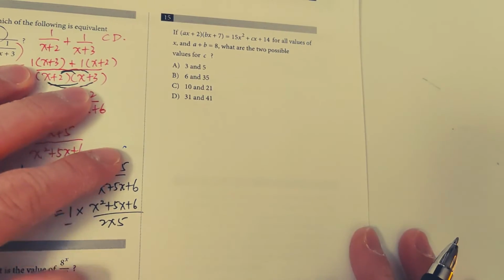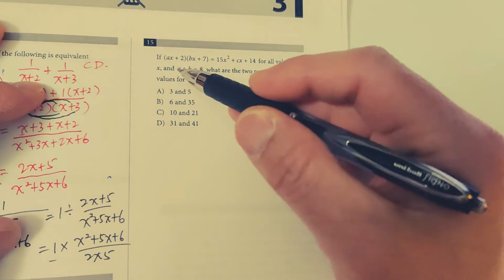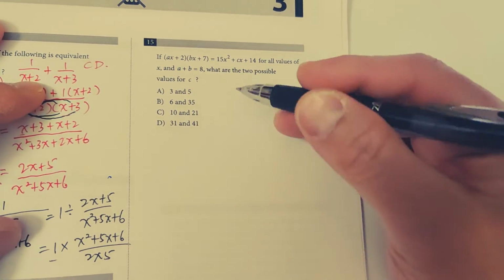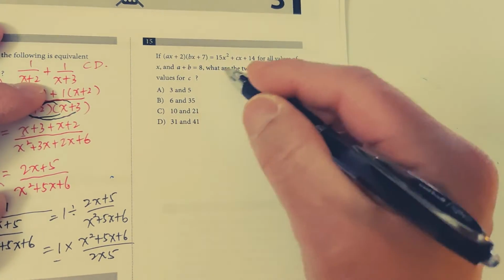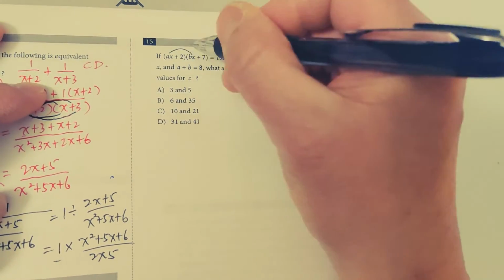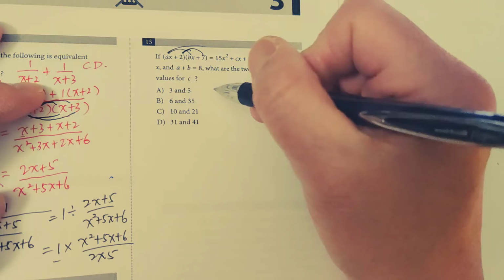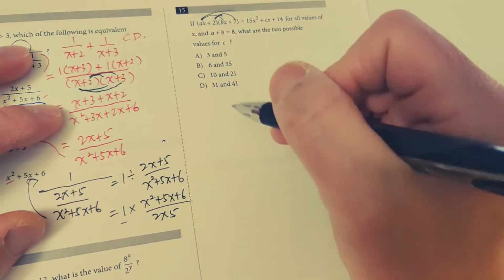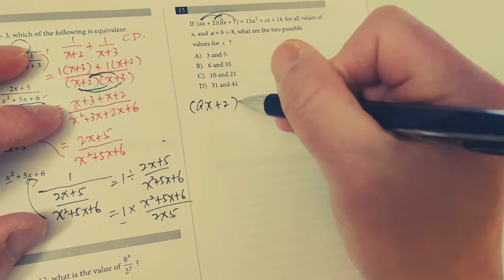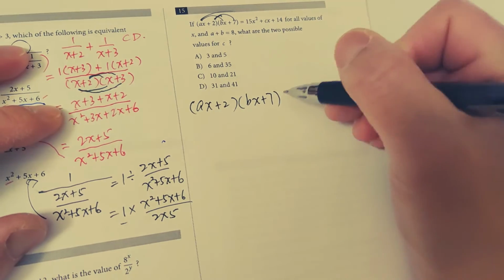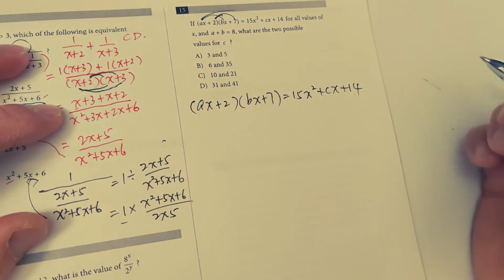And question 15. It says that if blah blah blah equals blah blah blah for all values of x, and a plus b equals 8, what are the two possible values for c? To do this, you need to distribute again, multiply it out. I'm going to do it here, so let me copy the question again so that I have more space. (ax plus 2)(bx plus 7) equals 15x squared plus cx plus 14.